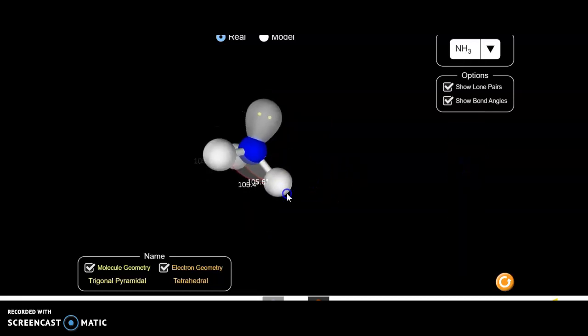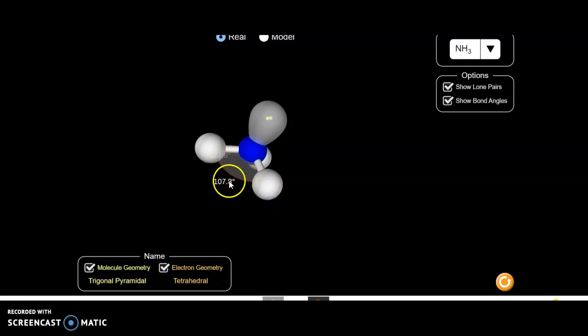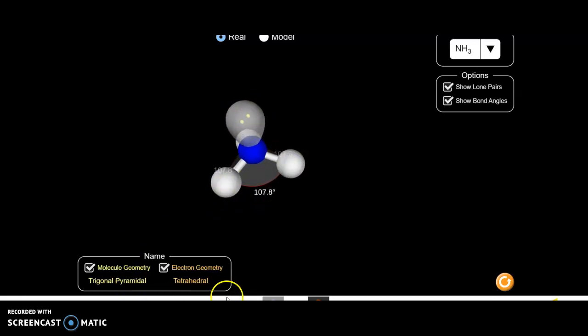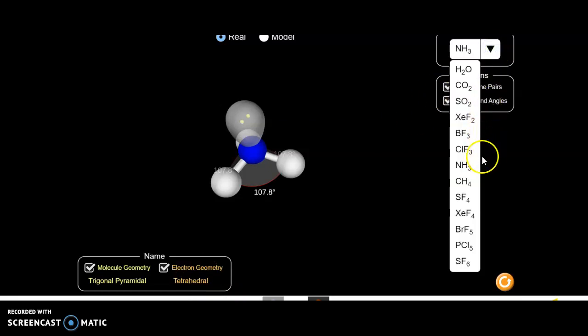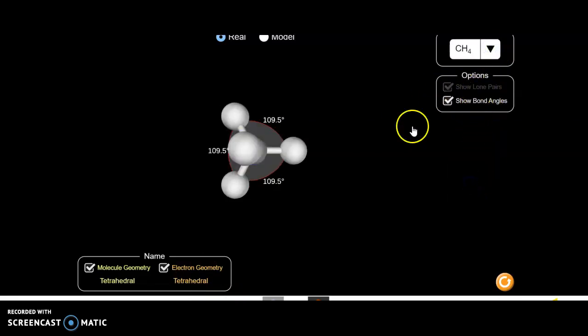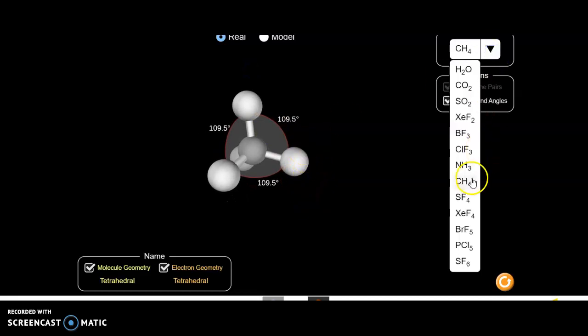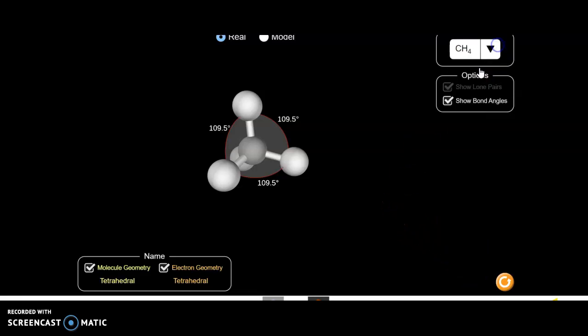Okay, here's a really common molecule, the ammonia molecule. Notice the bond angles there are slightly less than 109.5, and that's because of this lone pair up here. Okay, trigonal pyramid there, tetrahedral electron geometry. Methane, bond angles are the same all the way around because they're all bonds. And I think I'll stop there because the rest of them are pretty exotic.